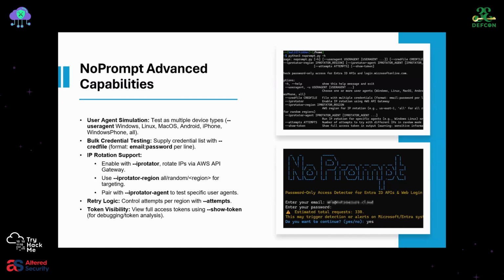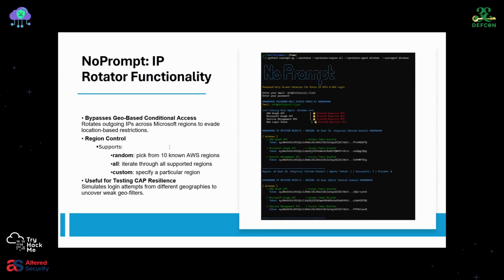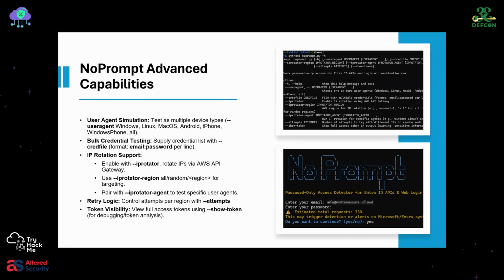Similar to that, we have also included IP rotator support as well. You can read about it on the GitHub page for more information. Because we have limited time, we have to start the labs as well, so that's where I am going to explore those features. Similar to that, we have the show token flag as well. Maybe I'll show you in the lab, which is going to print the token in full rather than truncated.